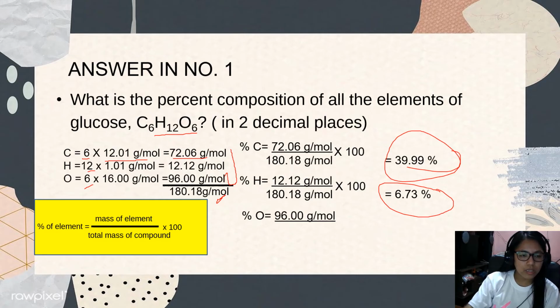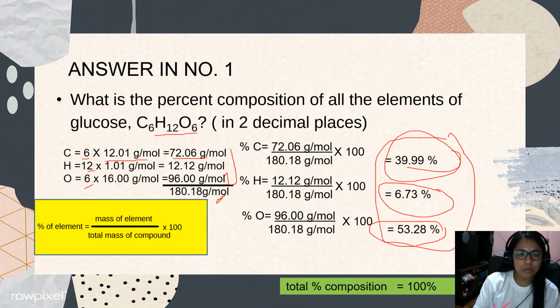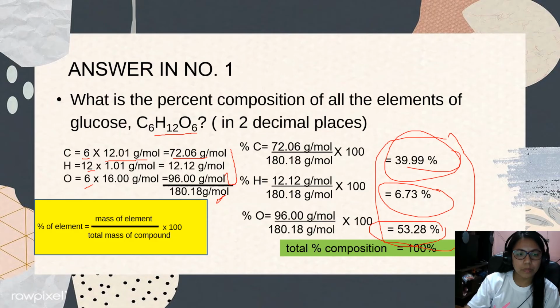Percentage of oxygen is equal to the mass of element, which is 96 gram per mole. I-divide natin siya sa 180, which is the total mass of the compound. Multiply sa 100, the answer will be 53.28%. So, when you add these three, the answer will be 100%. The total percent composition of glucose is 100%.